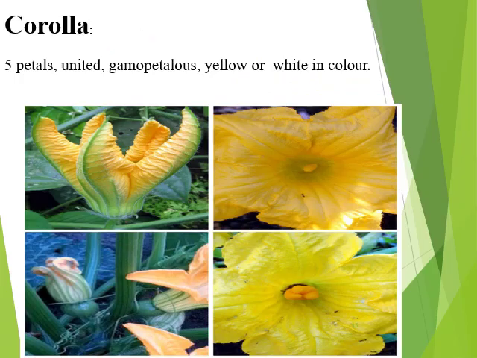In Cucurbitaceae, the number of petals is 5. They all are united. So when petals are united with one another, this is referred to as gamopetalous. And the color of these petals is white and yellow. So the union of petals modifies itself into a lobed or tubular-like structure.